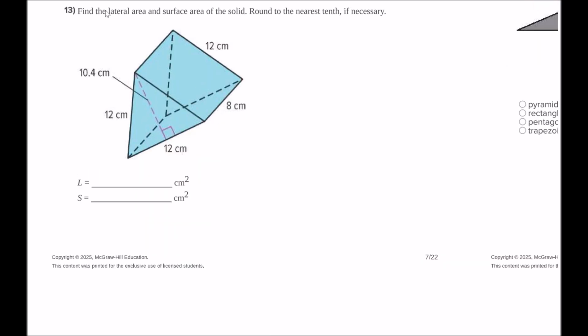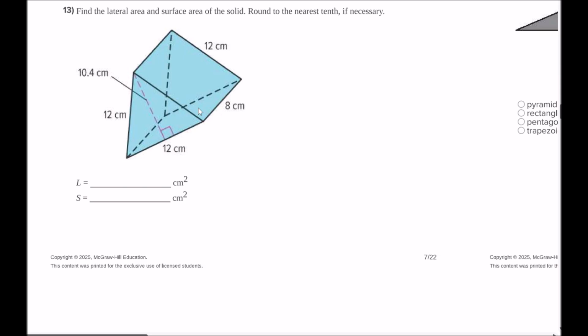All right, so number 13 says find the lateral area and surface area of the solid, round to the nearest tenth if necessary. So right now this is a prism. It's a triangular prism. We know that because the base here is the same. So notice that they have the same triangular base. Okay, so it's a triangular prism. So we know it's a prism, and we know that the base is a triangle.